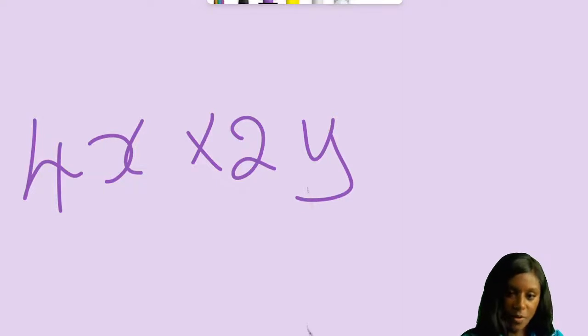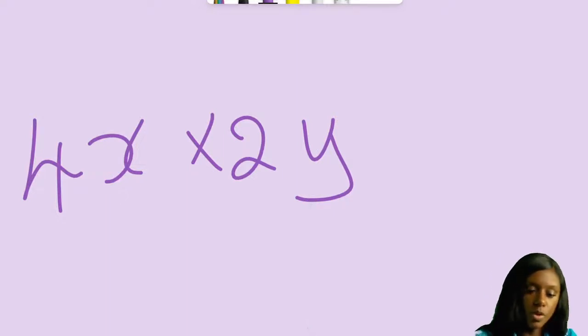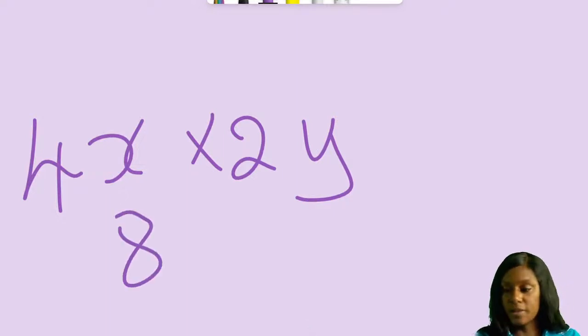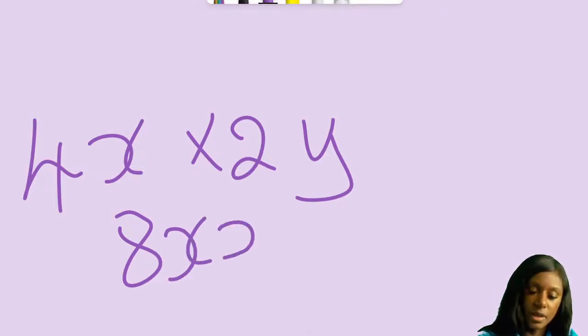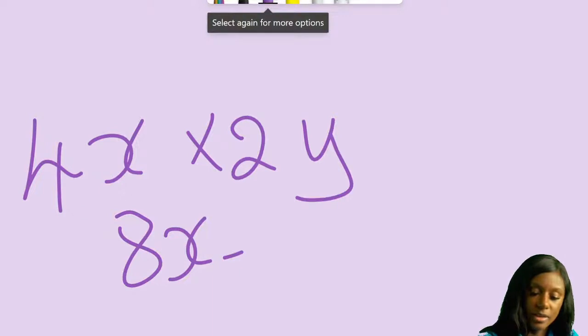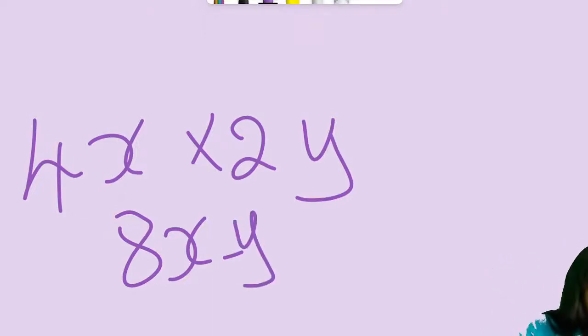Okay, 4x times 2y. Here we are multiplying two algebraic terms. In this case, 4x times 2y, we would simply multiply the coefficients. 4 times 2 would be 8, and multiplying the variables x and y would give us 8xy. So our result here was 8xy.